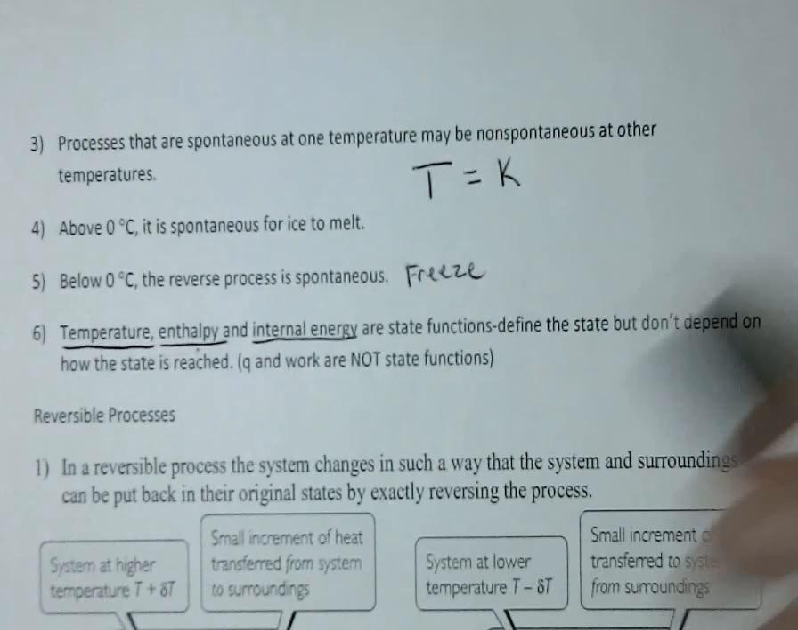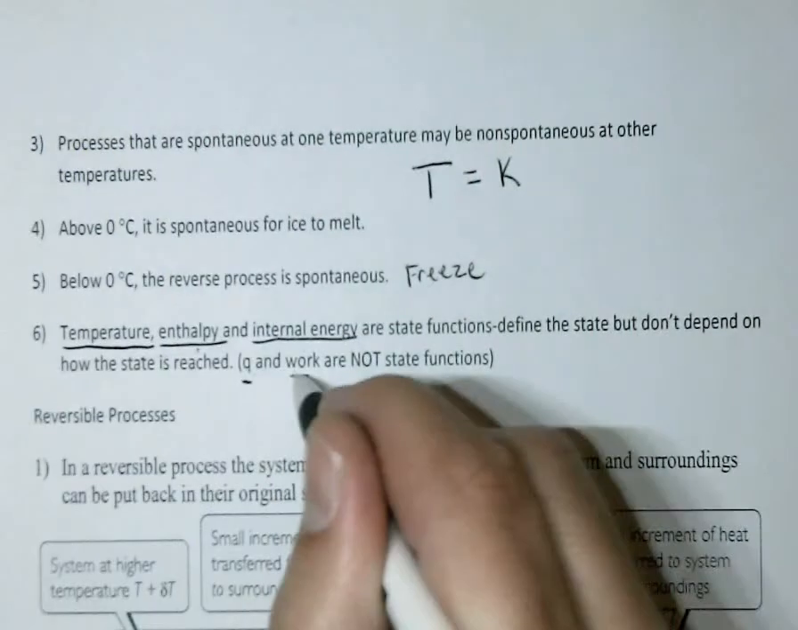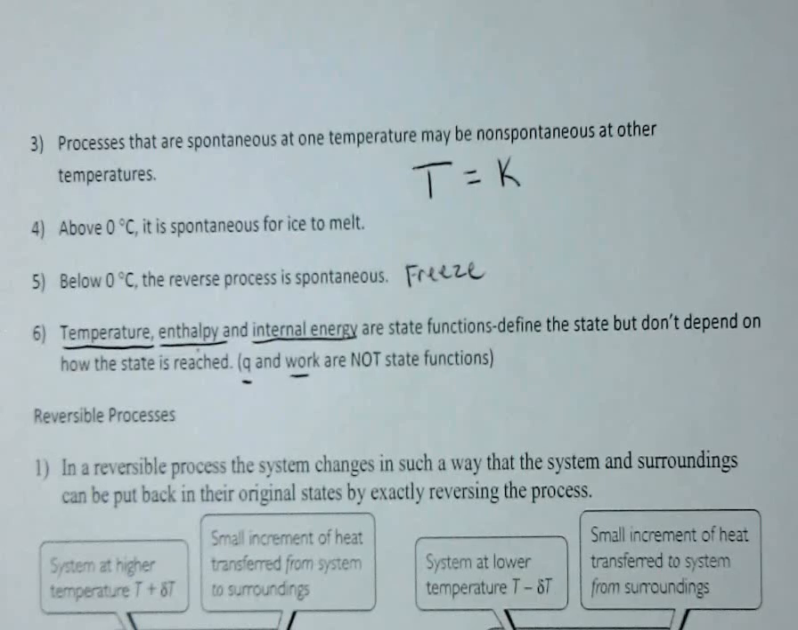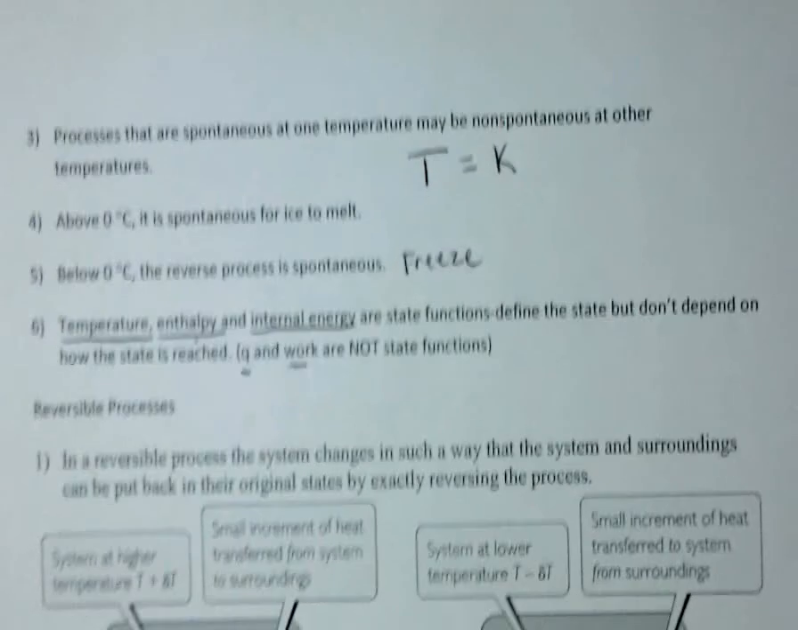Q and work, those are not state functions because those have processes that have to happen to give us the total Q. It does matter the individual steps. Temperature, enthalpy, and internal energy, it doesn't matter how they got there. It's just a measurement of what it is at that particular time. So the next topic is talking about processes that are reversible. We talked about equilibrium in the last chapter.